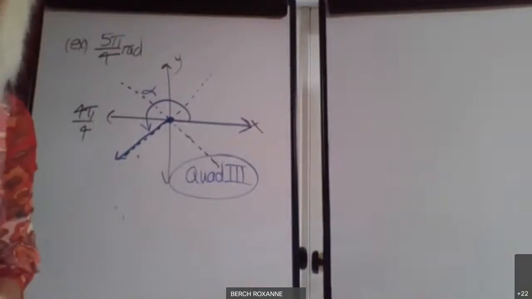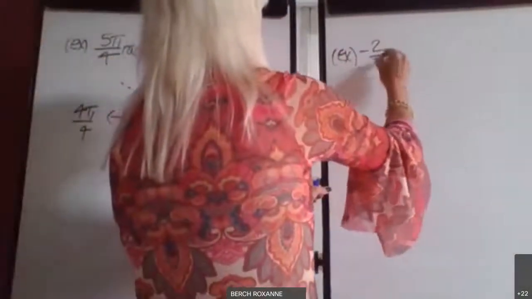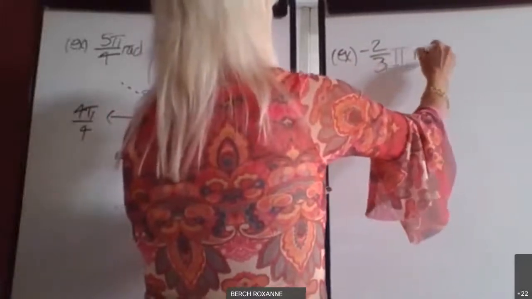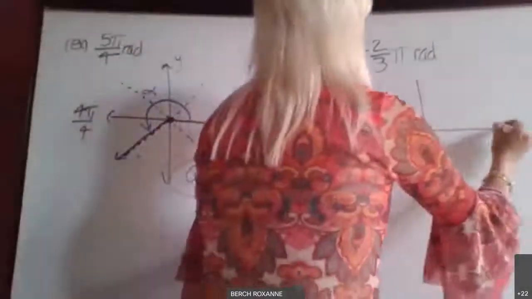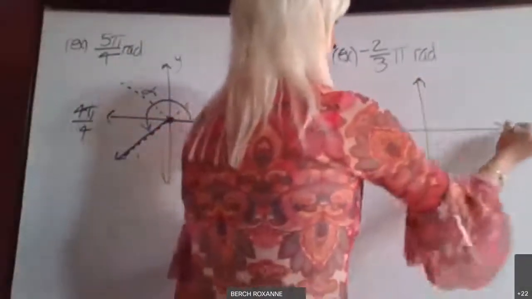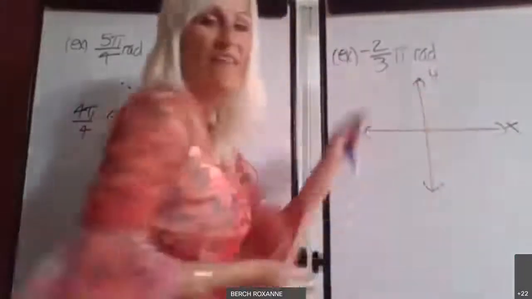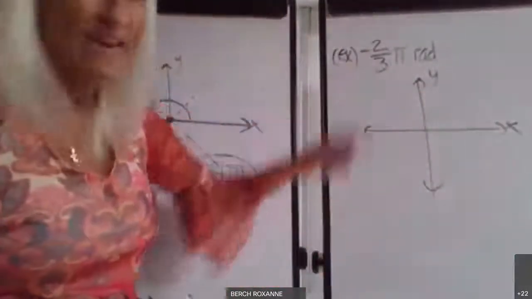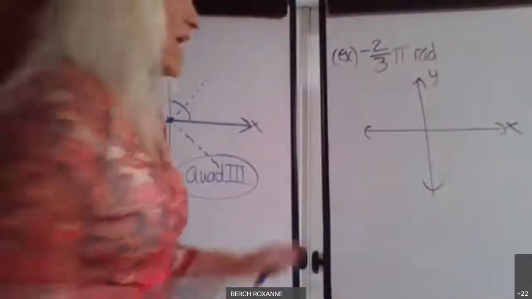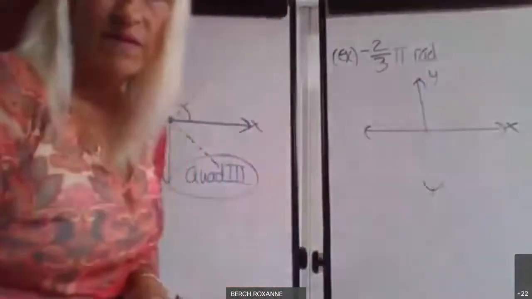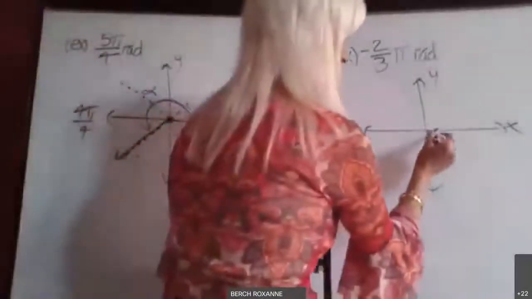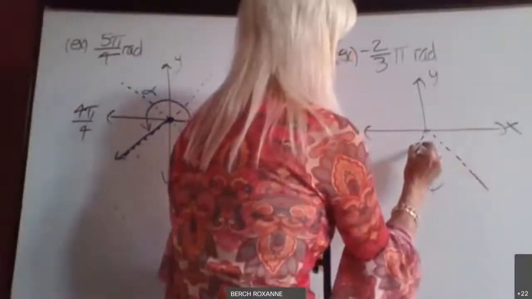How about this one? Negative 2 pi over 3 radians. Well, now we're not going to divide the top into equal parts. We're going to divide the bottom because this is a negative angle. And this right here isn't helping me, so I'm going to erase it because I have to draw 3 equal parts.